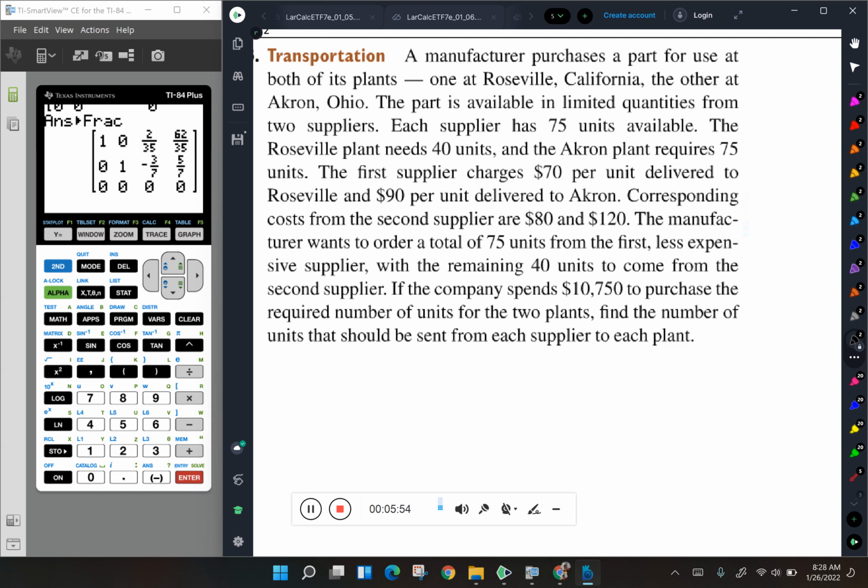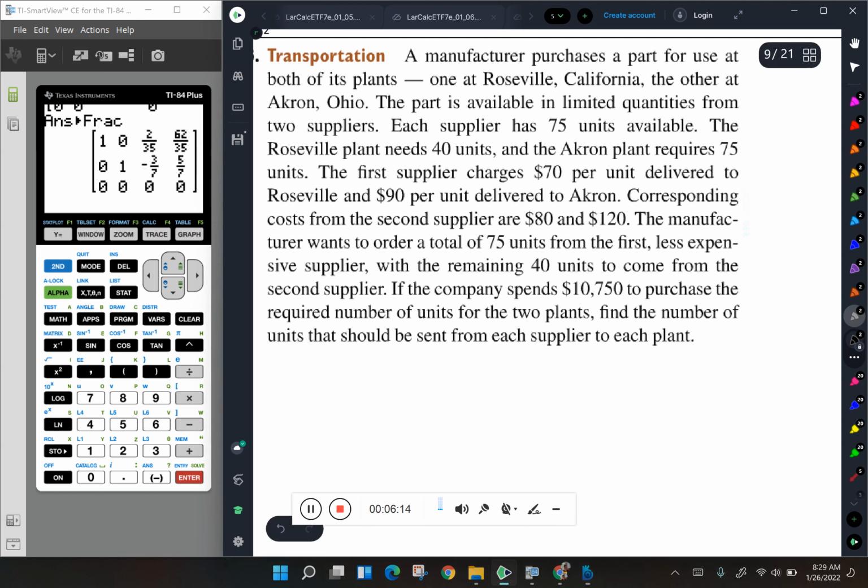The manufacturer wants to order a total of 75 units from the first, less expensive supplier, with the remaining 40 to come from the second supplier. If the company spends $10,750 to purchase the required number of units for the 2 plants, find the number of units that will be sent from each supplier to each plant. Wow, that's a big problem.